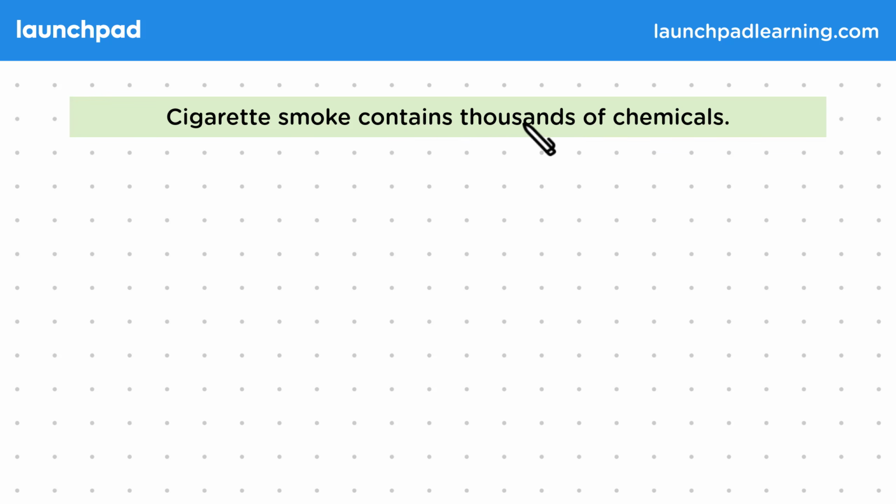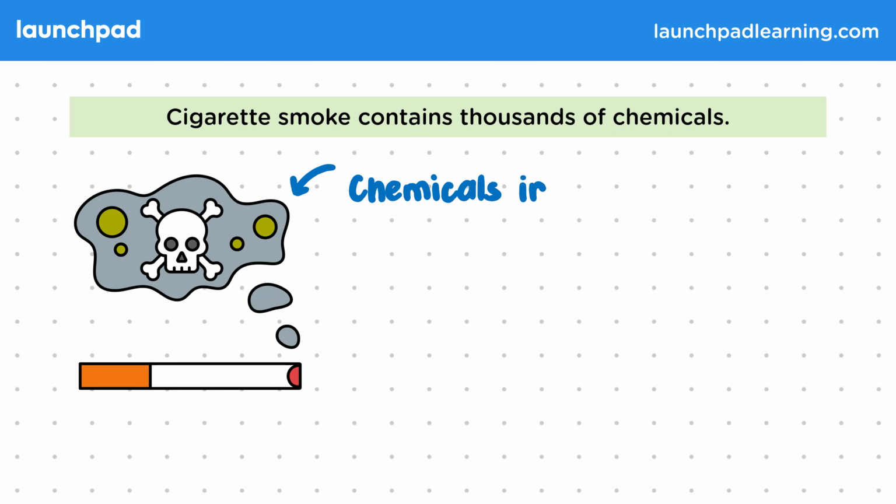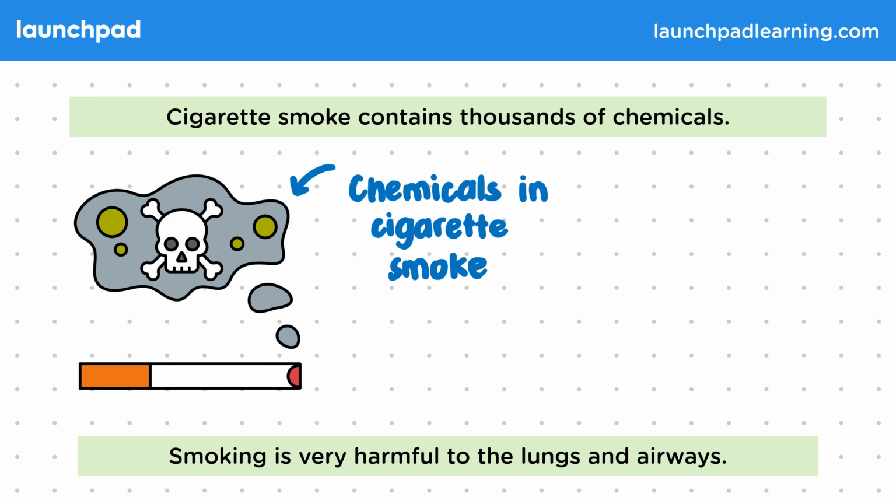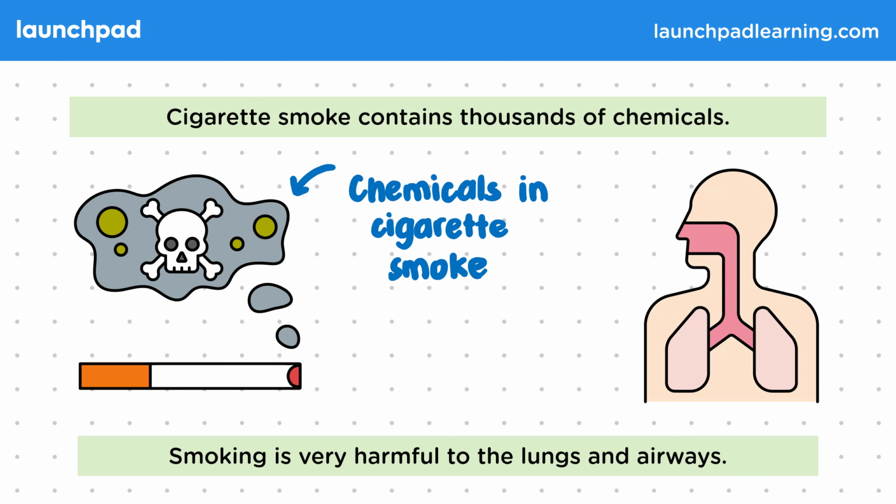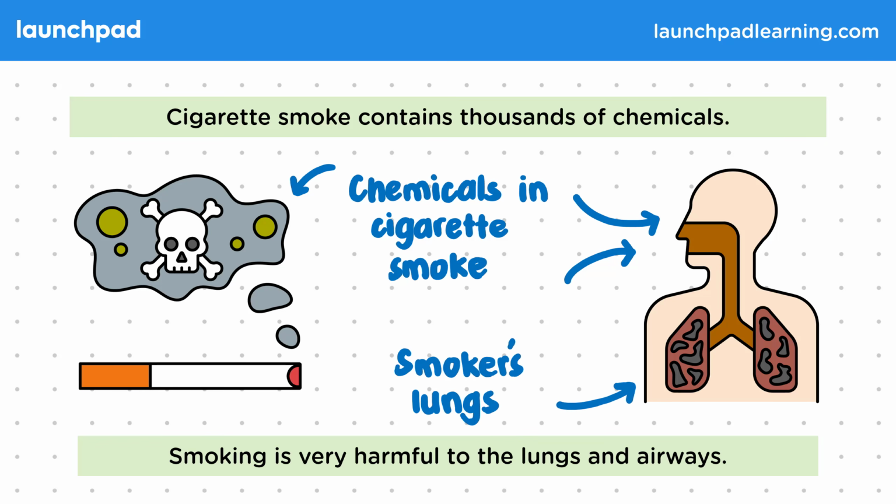Cigarette smoke contains thousands of chemicals. Many of these chemicals in cigarette smoke are harmful. Therefore, smoking is very harmful to the lungs and airways. In addition to directly smoking a cigarette, second-hand smoke is also a risk factor, which is when you breathe in smoke from somebody else's cigarette. Breathing in cigarette smoke leads to smokers' lungs.